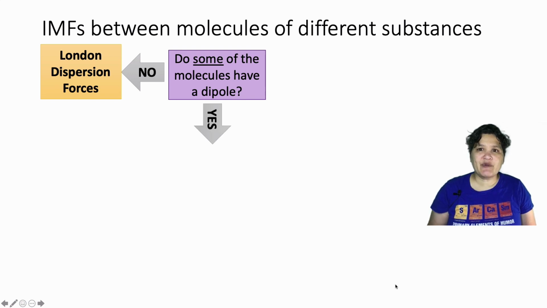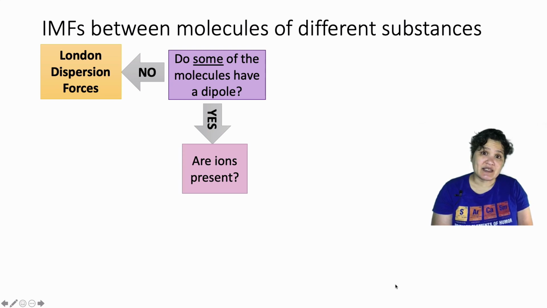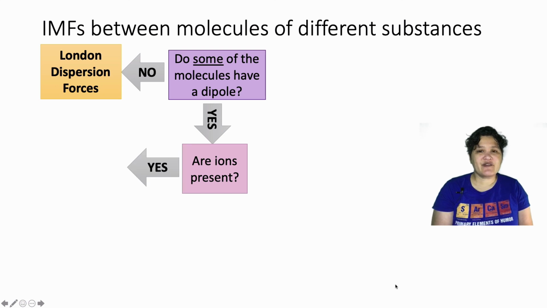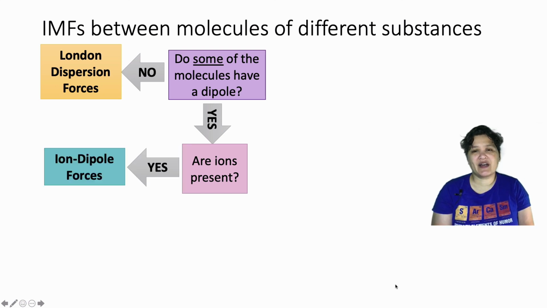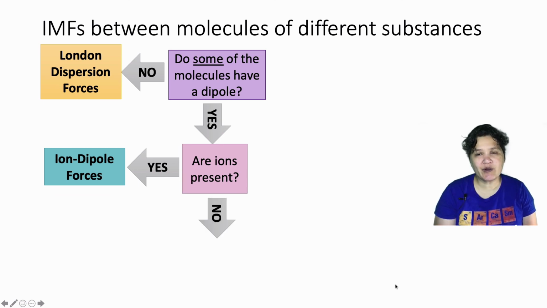But what if some of the molecules do have a dipole? The next thing we need to ask is, are there ions present? So you could have a dipole and some ions. If that is the case, we've got ion-dipole forces holding things together. What if there are no ions?